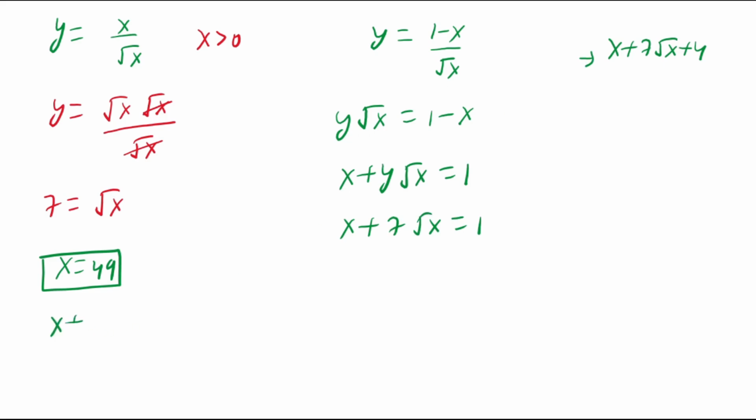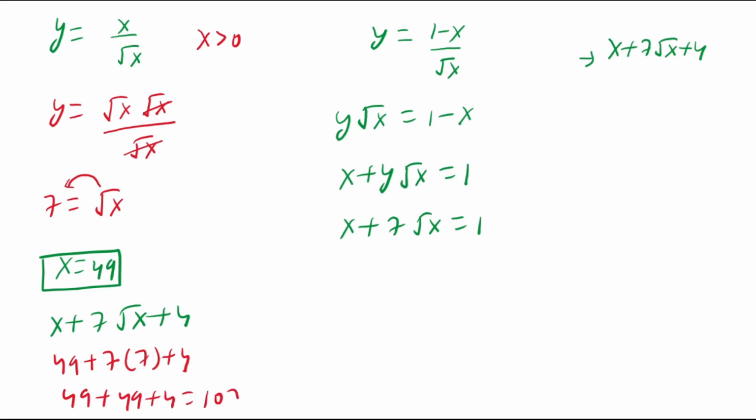Here we will find the value of this expression, x plus 7 times square root of x plus 4. If we substitute, x equals 49 plus 7, and square root of x is 7, so 7 plus 4. If we add all the expressions, first 49 and 7 times 7 is 49, plus 4. This equals 102. So the value of this expression is 102.